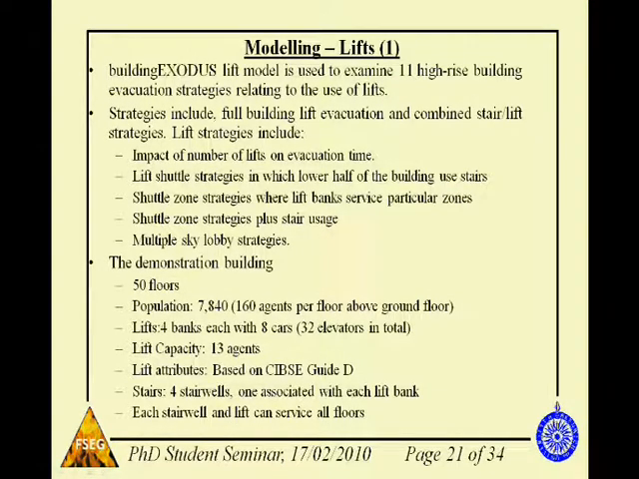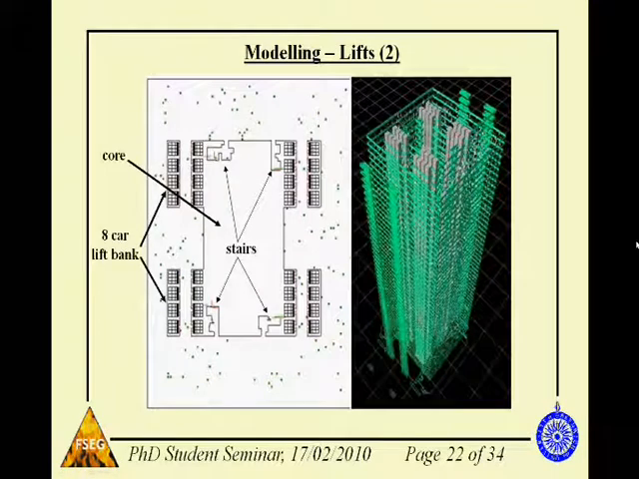There were 4 lift banks, each containing 8 lift cars. So there were 32 lifts in total. Each lift could contain 32 agents. Here we can see a pictorial diagram of the building, the 3D representation on the right, and on the left we can see the typical imprint of an example floor. There were stairs associated next to each lift bank.